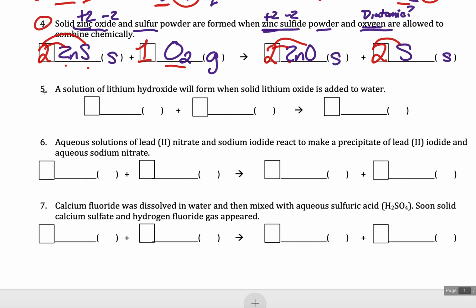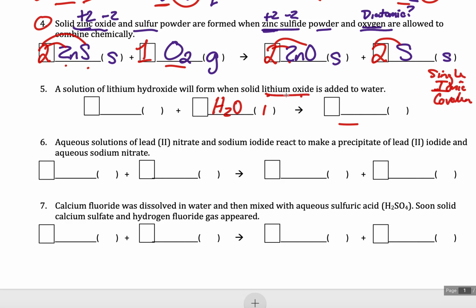All right, number 5. We got a solution of lithium hydroxide will form when, so lithium hydroxide is gonna go over here, when solid lithium oxide is added to water. So we can do the water real quick, H2O, liquid. But let's start with our reactant lithium oxide rather. We go through the same process. Is it a single element? Is it ionic? Or is it covalent?